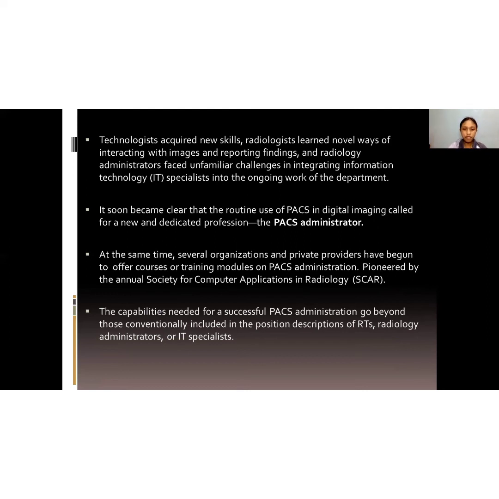At the same time, several organizations and private providers have begun to offer courses or training modules on PACS administration. And this was pioneered by the Society for Computer Applications in Radiology, or SCAR. So the capabilities needed for a successful PACS administration go beyond those conventionally included in the position descriptions of RTs, radiology administrators, or IT specialists.